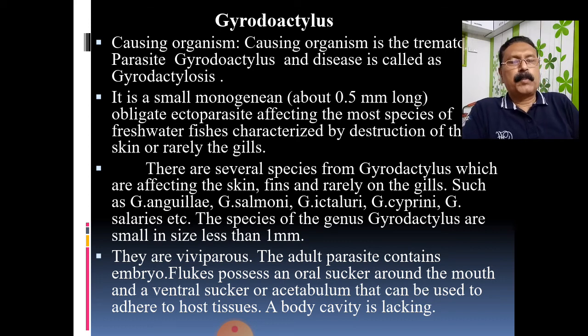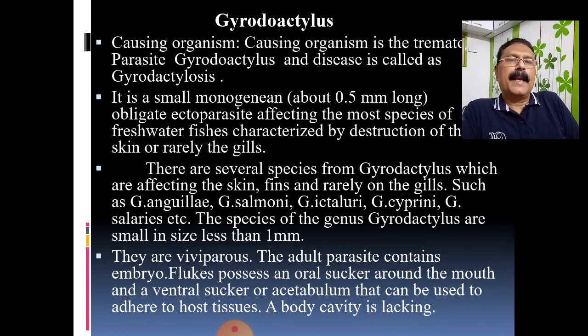Dear friends, I told you that it is a monogenic type of trematode. Here also, Gyrodactylus does not require two types of host. It will complete its life cycle within one single host. Therefore it is known as a monogenic trematode, and it grows up to about 0.5 mm in length.